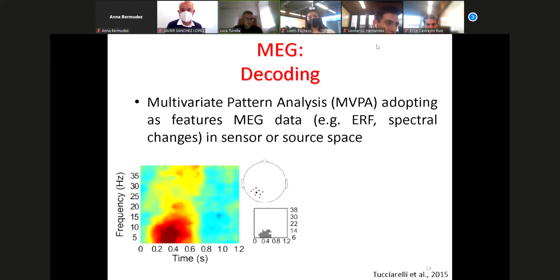This approach has been widely used, for example, in working memory studies in order to understand when and how the information that we store in working memory might be represented and in which part of the brain. And that is something that really suits the type of approach and analysis that MEG and EEG can do.